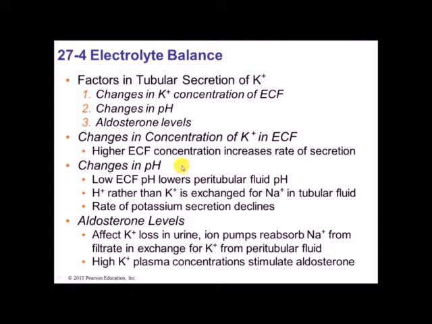When we talked about the low pH, a low pH lowers your peritubular fluid pH, so hydrogen rather than potassium is exchanged for the sodium in your tubular fluid, and the rate of potassium secretion declines. Aldosterone affects the potassium loss in the urine, so those ion pumps reabsorb the sodium from the filtrate in exchange for the potassium from the peritubular fluid. When you have high potassium plasma concentrations, it stimulates aldosterone, which will then reabsorb the sodium, and you will lose the potassium.